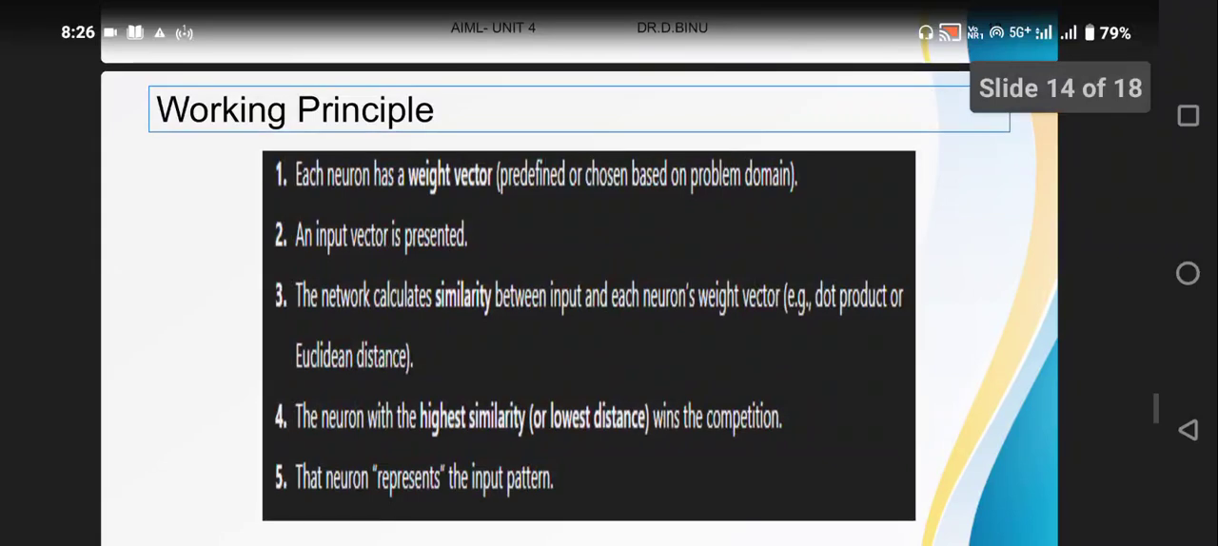The working principle of the fixed weight nets. Each neuron has a weight which is predefined or chosen based on the problem domain. An input vector is presented. Then the network calculates the similarity between the input and each neuron's weight vector. The neuron with the highest similarity wins the competition. That neuron represents the input pattern.